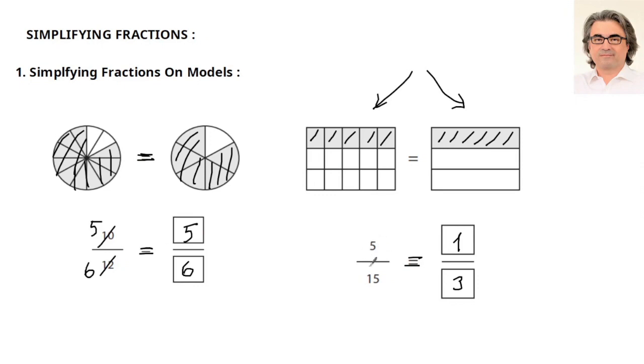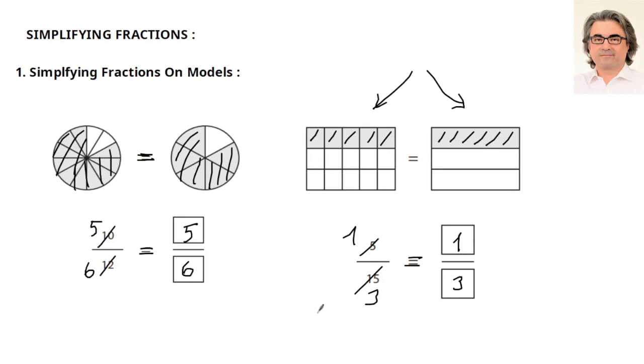Now let's continue with the simplification of 5 over 15. What is the highest common factor of 5 and 15? Of course, you may tell easily it's 5. If you divide the numerator with 5, you will get 1. If you divide the denominator with 5, you will get 3.